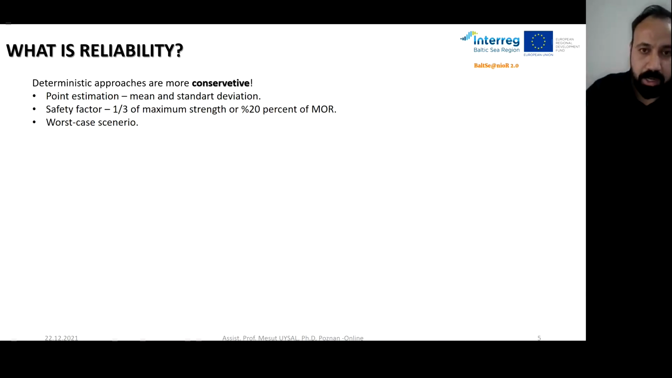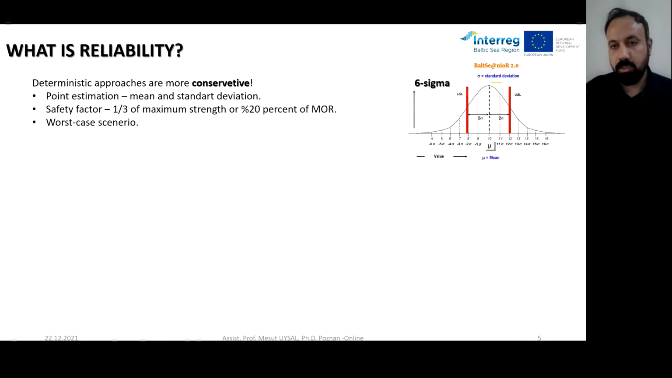And also there is another technique. It's out of the deterministic approach. We call it Six Sigma. But the Six Sigma gives us really high reliability. The failure rate is almost 4 in 1 million. But it is too high for us. Maybe we cannot reach this reliability in practical application.